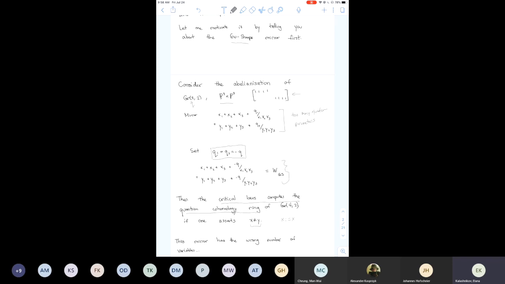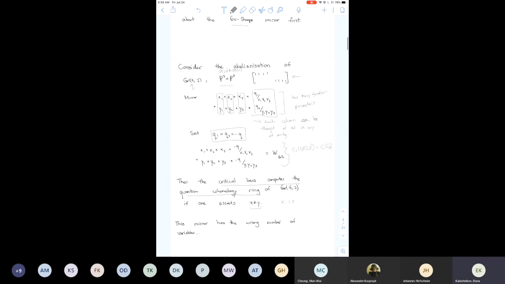So let me just tell you what it is by first observing that if you look at these columns here, x1 plus y1, x2 and y2, x3 and y3, each column can be thought of as a way of writing O(1,0) plus O(0,1), or rather O(1,1), I guess, if you think of them added together, which is under the abelianization the first Chern class of Q.